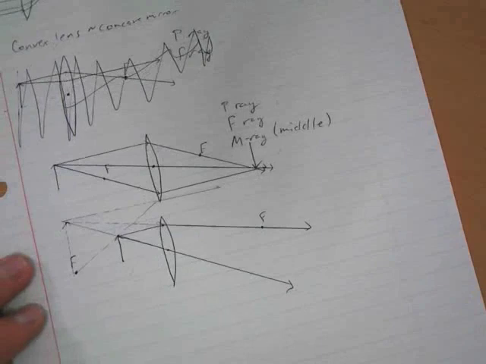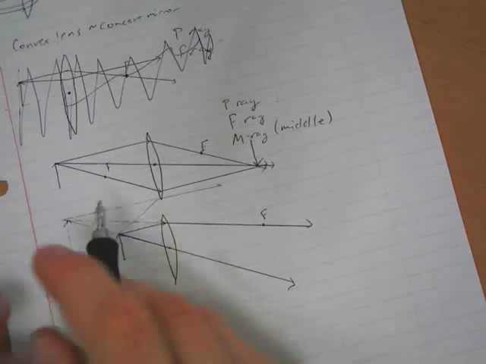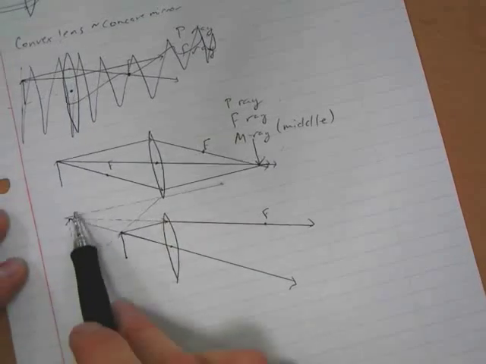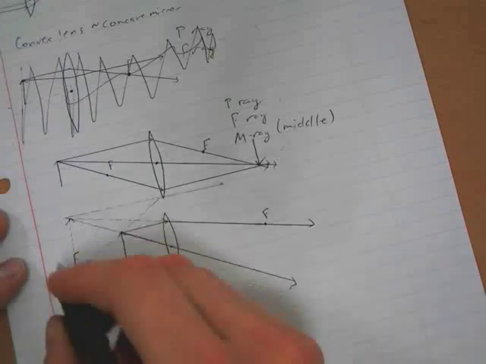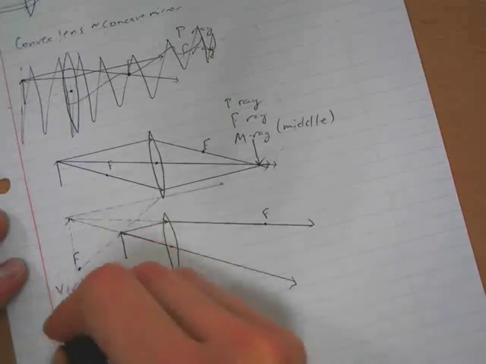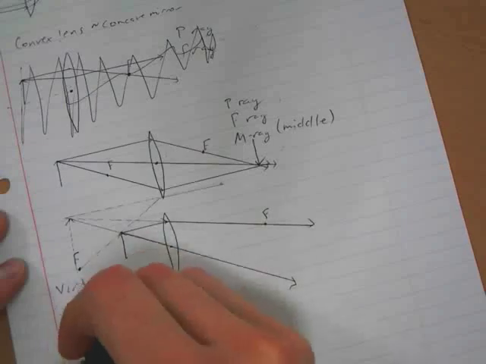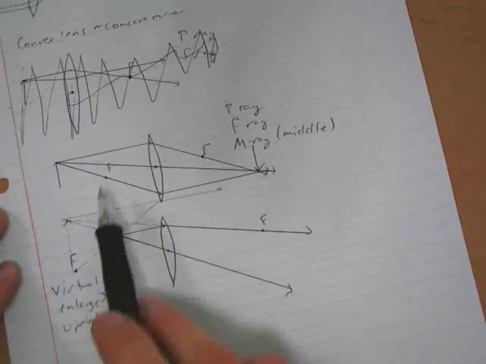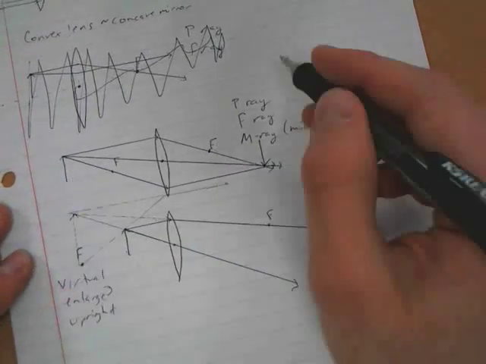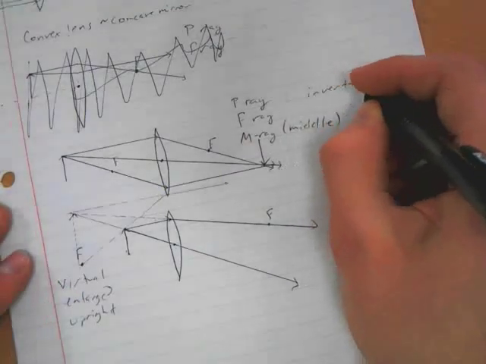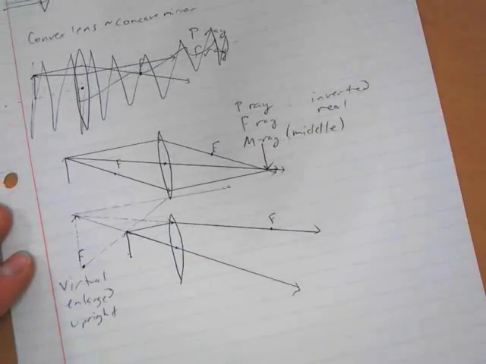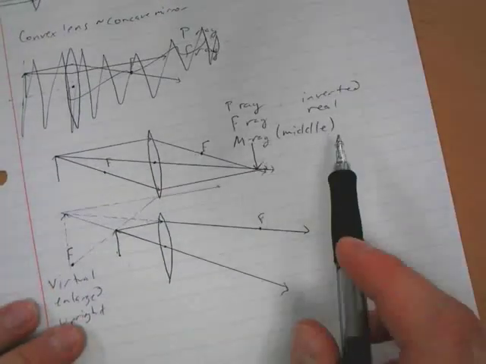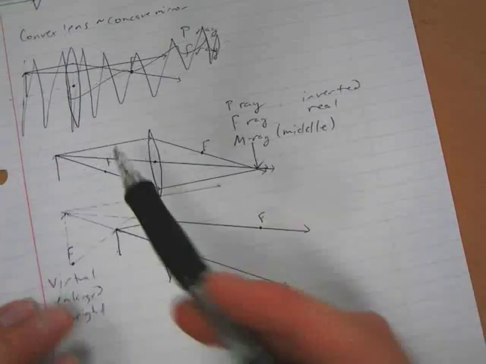Anyway, the image is formed over here, and this image is enlarged, it's upright, and it is virtual. Virtual, enlarged, and upright. And this is the case for an image formed by an object between the focal length and the lens. Now for an object beyond the focal length, our image is inverted, and it is a real image. The light rays do actually converge. And it could be reduced or enlarged, depending on where it's at. All right, let's do one more.